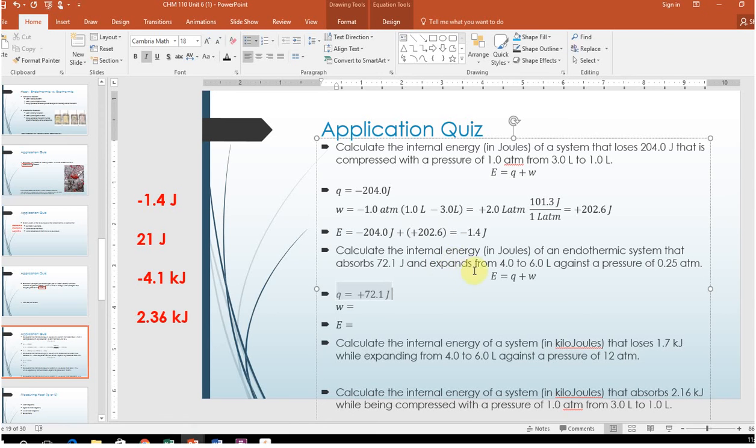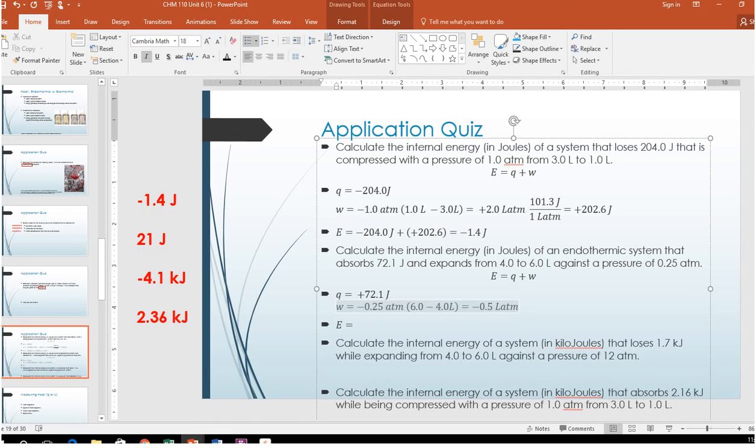Now, then it expands from 4 to 6 liters against a pressure of 0.25 atmospheres. So our work, we know, is equal to negative P delta V. Here, our pressure is 0.25 atmospheres. From this to this, so our VF is 6.0 minus 4.0 liters. This is going to give us, honestly, I have to do it, negative 0.25 times 6 minus 4 in parentheses, and you end up getting negative 0.5 liter atmospheres.